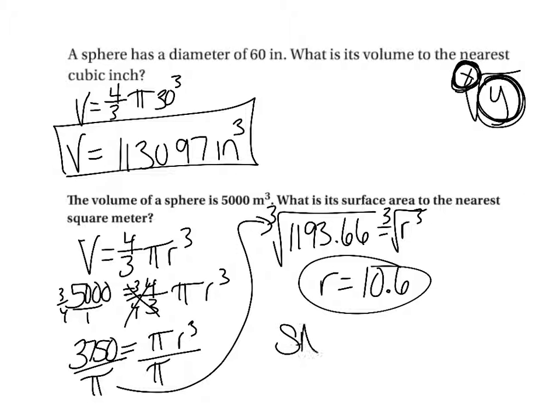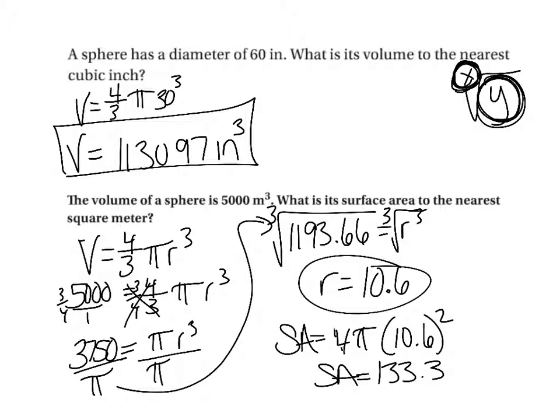So surface area is equal to 4 pi r squared. So that r, I'm just going to go ahead and erase that and change it. Fix my 4 because it's kind of ugly. And then 10.6 squared. 4 pi r squared. So take that number that's in your calculator and multiply it by 4 pi. And then your surface area is 133.3. Now this is area. We're back to area, so that'll be meters squared.